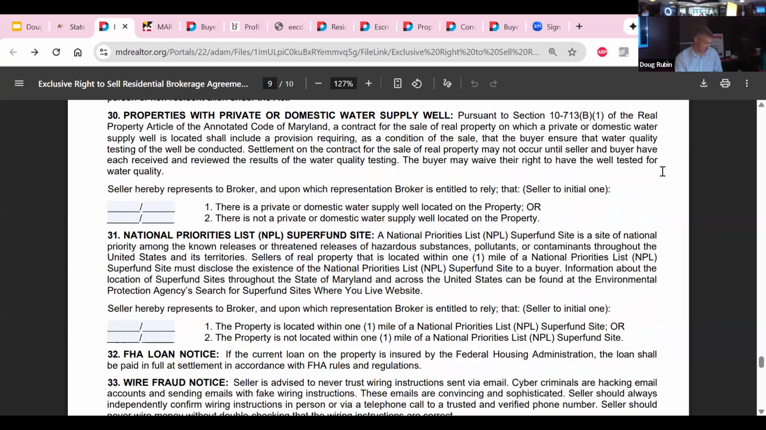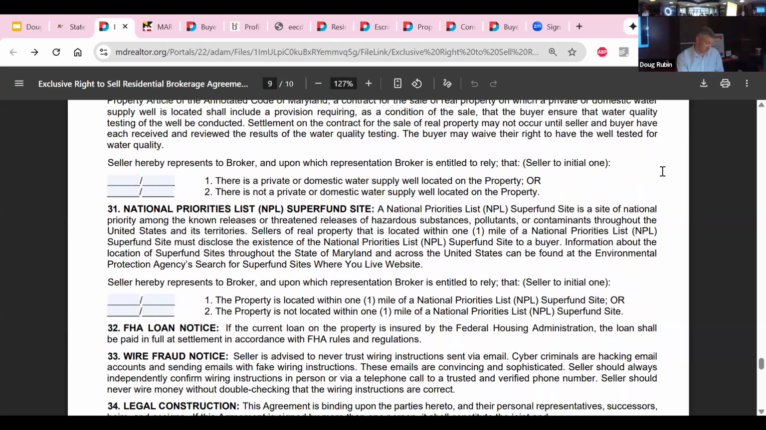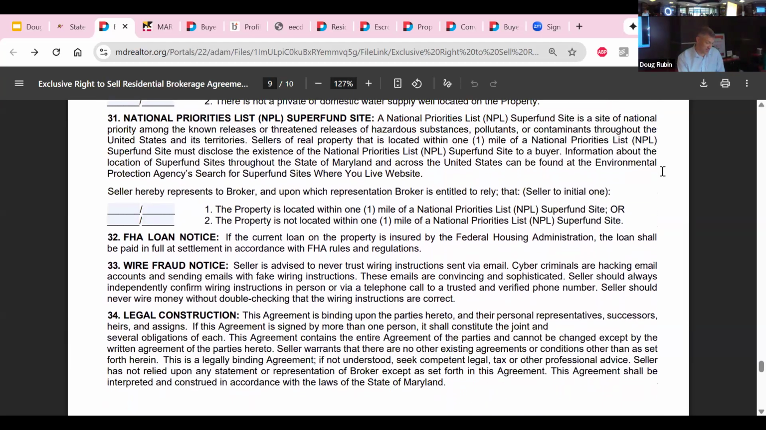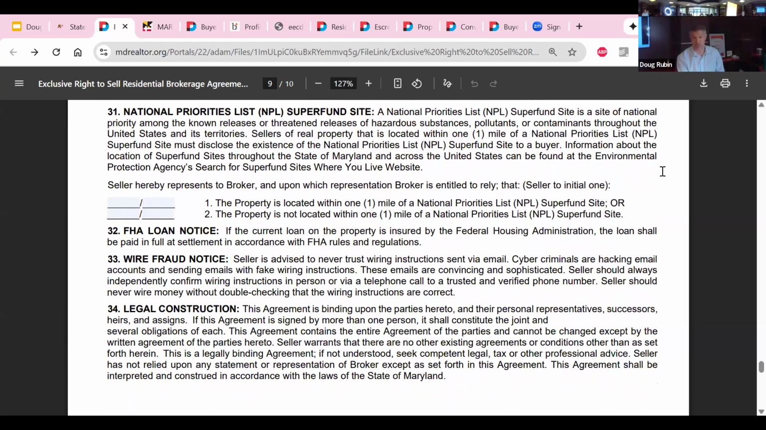If you have well or septic, you need to make sure that you mark off accordingly. There are disclosures that you need to do for that. If you're near a Superfund site, this is radiation, guys, your seller needs to disclose about that.